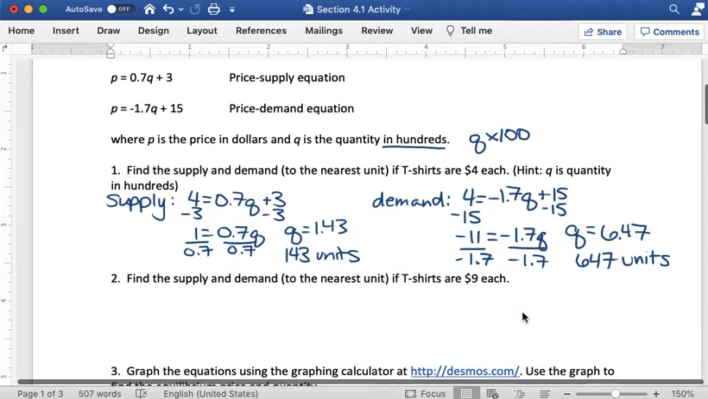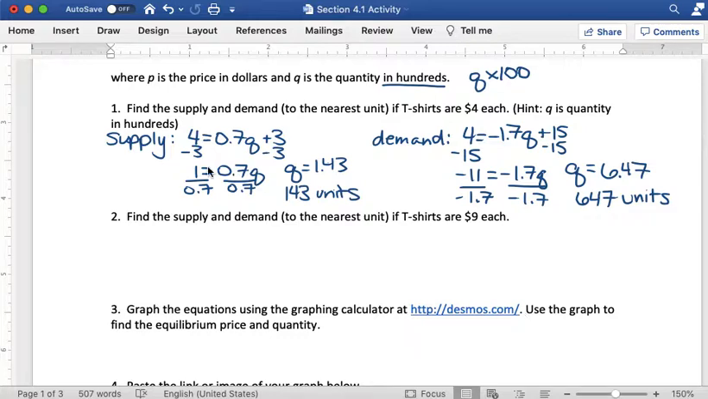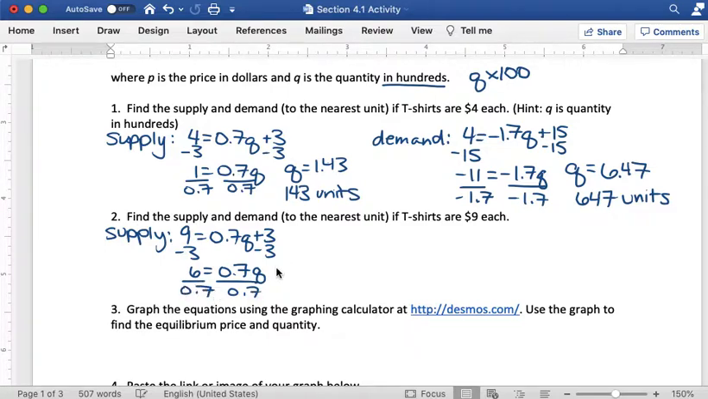Number 2 is the same process, but now the t-shirts are $9 each. So I'm going to do the same thing here. Plug in 9 for P. And solve. So for my supply, I get Q equals 8.57. So 857 units.